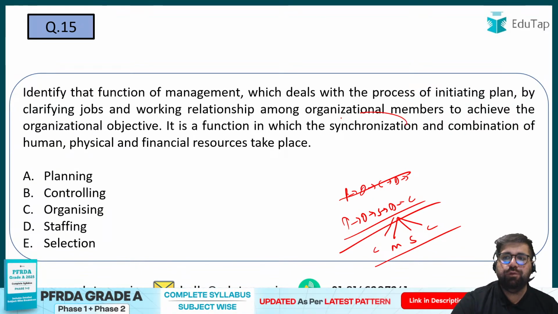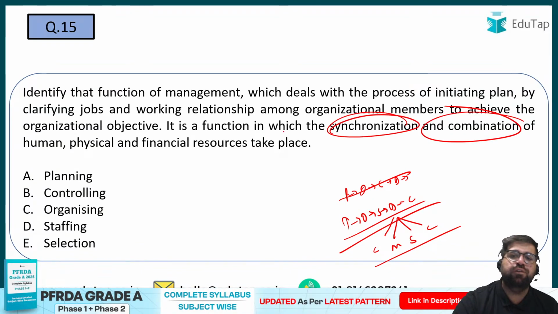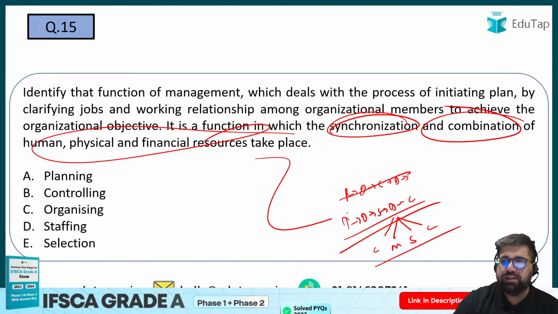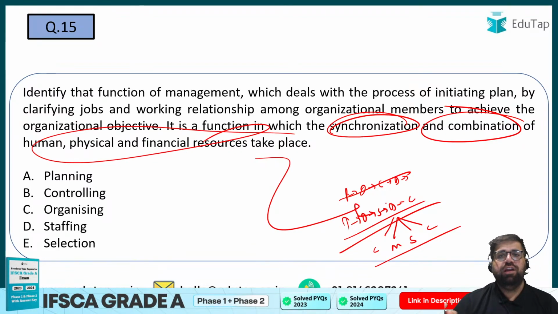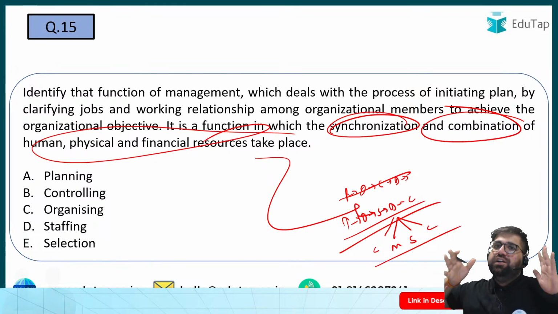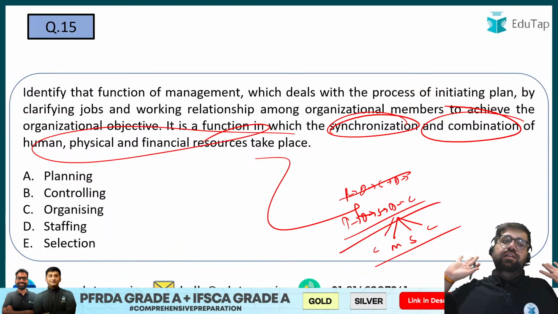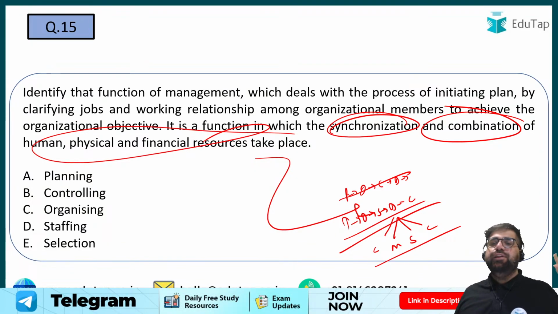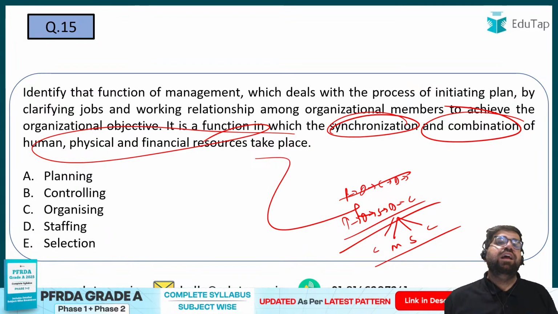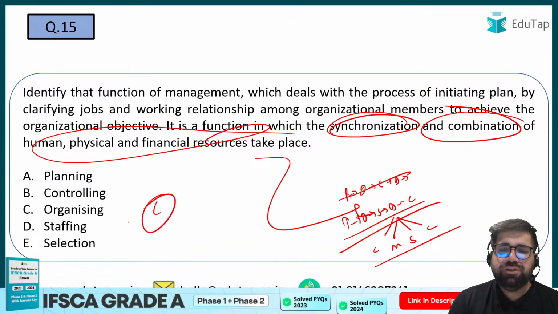Over here you are doing what? Synchronization and combination of multiple resources. So your answer will be organizing. In organizing, you put all the resources on the table and you ask yourself what I have to achieve. In planning you set the standards, but in organizing you start implementing those plans and you check whether you have the needed resources or not. So the correct answer over here will be option number C.